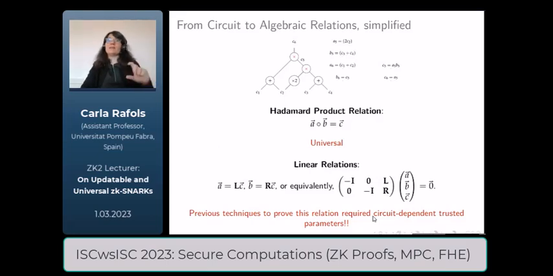Sometimes this is called the indexer, the party that pre-processes the circuit. But it can be anybody. You can also think about it as if the verifier was doing this work once. So the verifier pre-processes the circuit once, and from that point on, he can always verify in constant size.